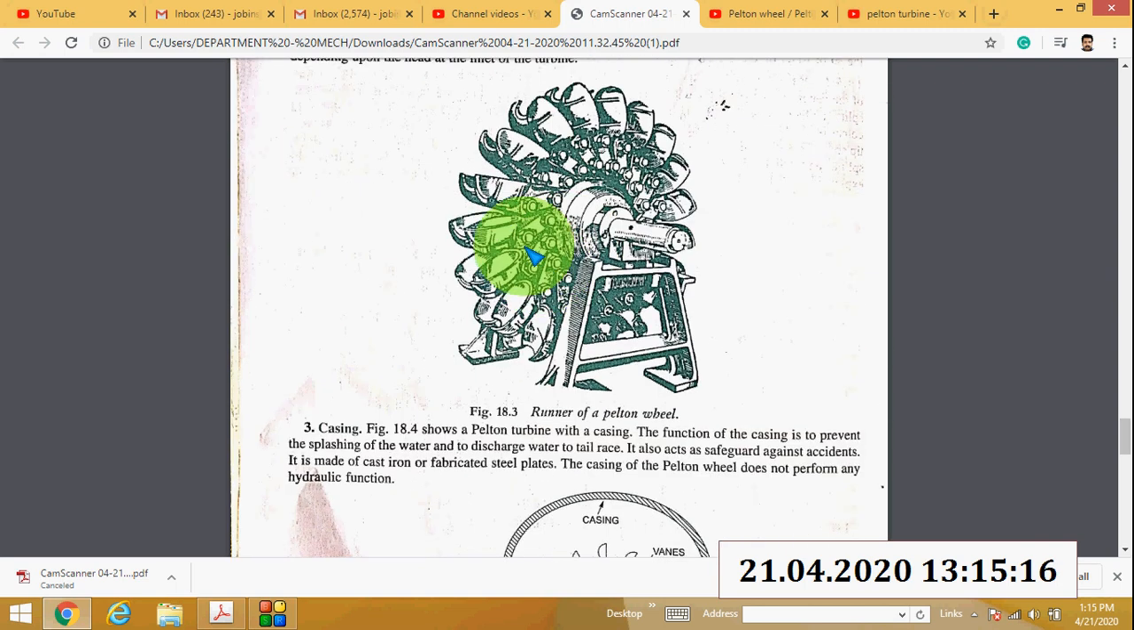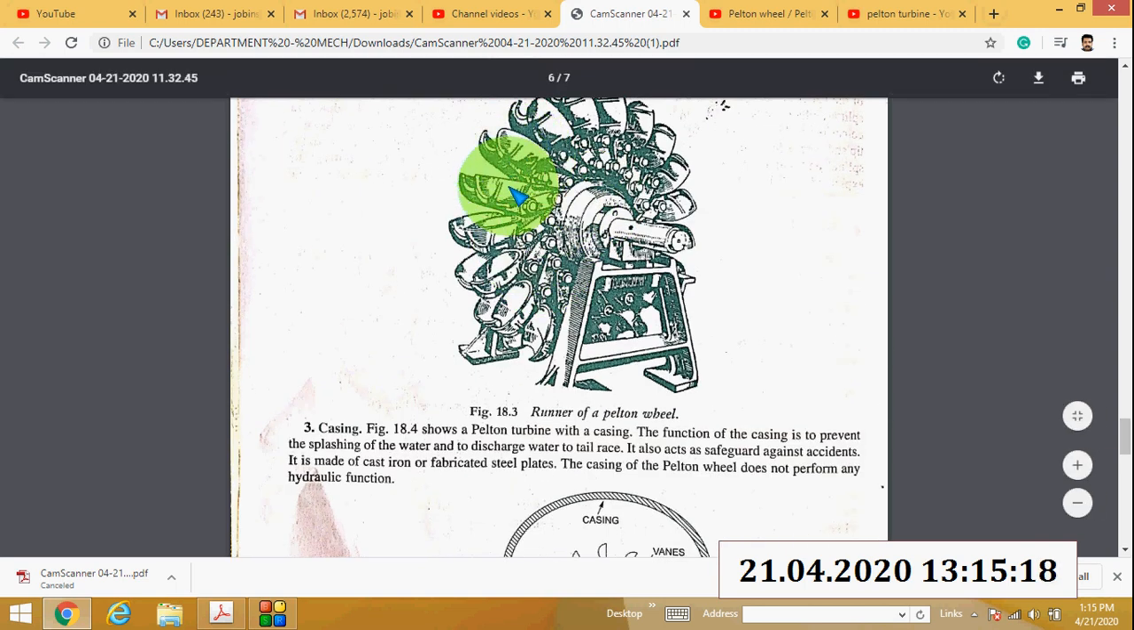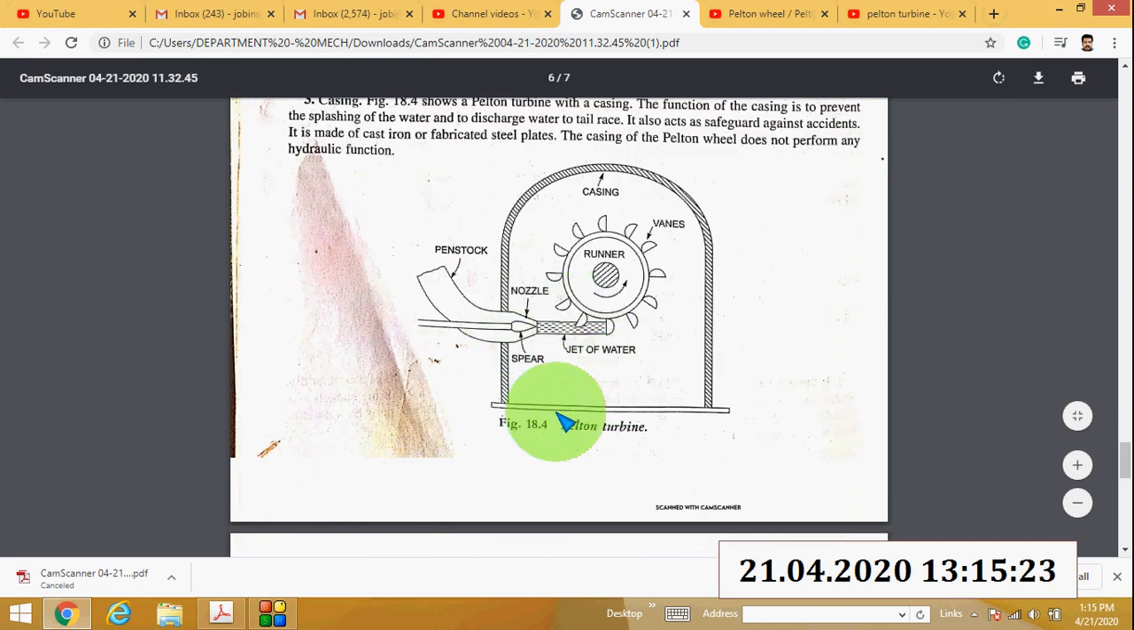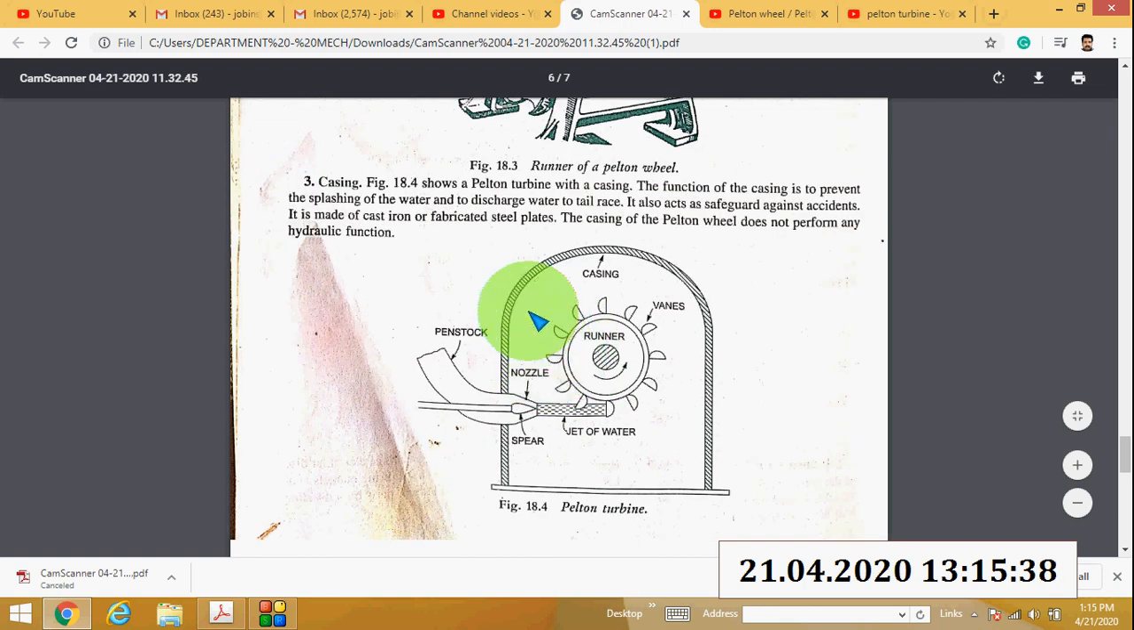You have to draw the nozzle with a sphere to regulate the flow. Then you have to draw the shape of the bucket. This figure is very important, carrying 18 points. The figure consists of the casing, the runner with the buckets, the penstock, the nozzle and sphere arrangement, and the jet of water. You can add another jet of water here, which is called a braking jet, by adding one more pipeline. So this figure is important.